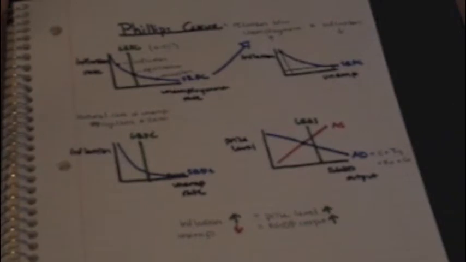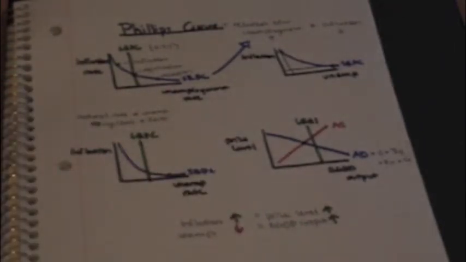Because AD is made up of consumption, business, exports, and government spending. So if any number of these things increase, then AD will increase. Increasing the spending on any of these things would increase the AD, thus decreasing cyclical unemployment.